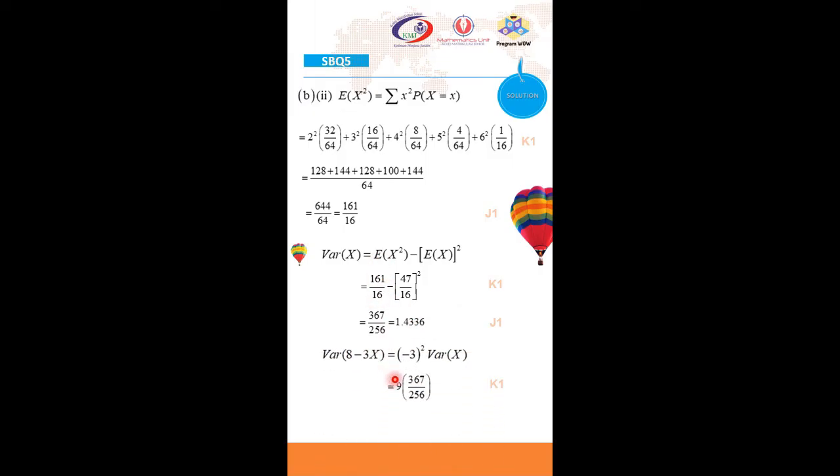And the question is not done yet. As you can see, the question asks you to find the variance of 8 minus 3x. So you have to apply the properties of the variance. The coefficient you have to square, times the value of the variance. So this is k1. And then the final answer is 12.9 something, j1. So the variance part alone is 4 marks, and the total including E of x squared is 6 marks for part B2. Right, so that's for question number 5.